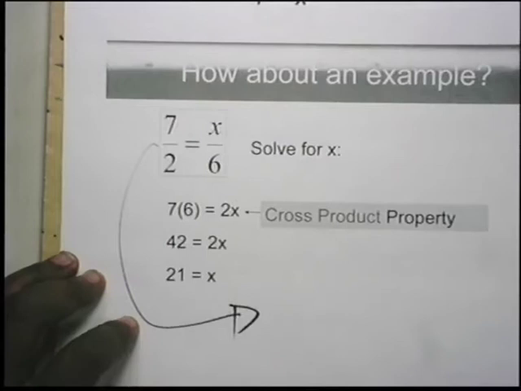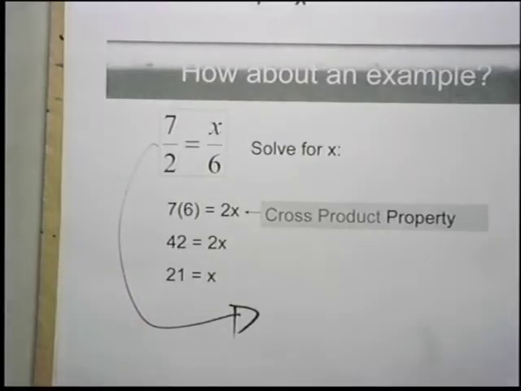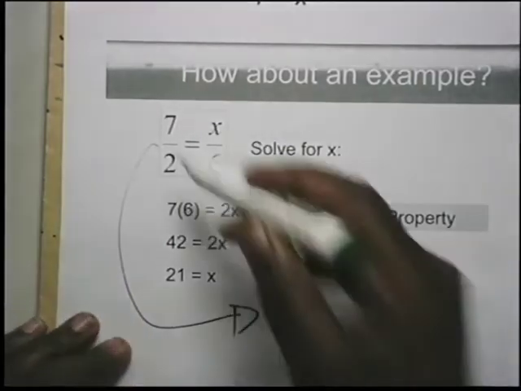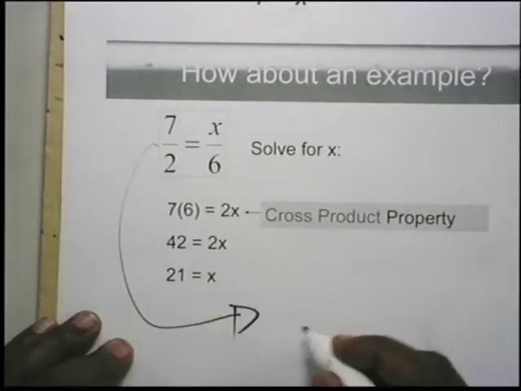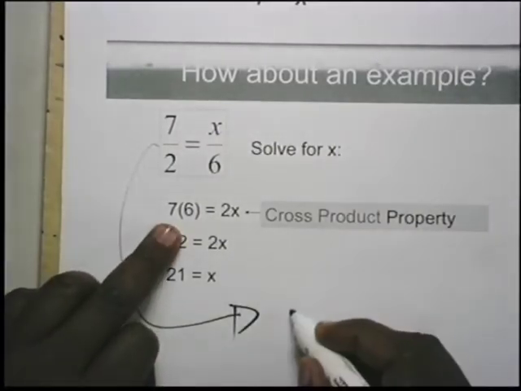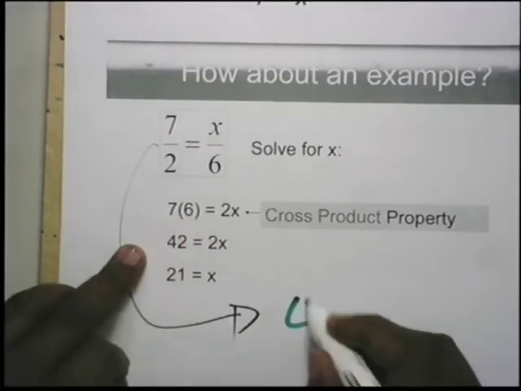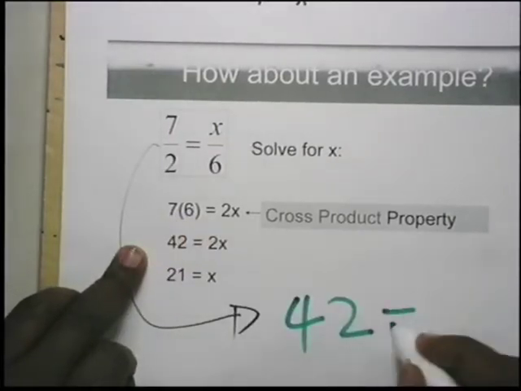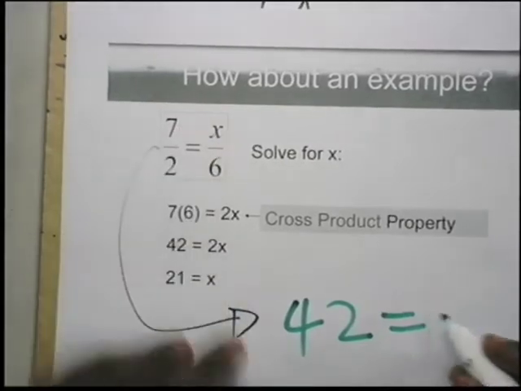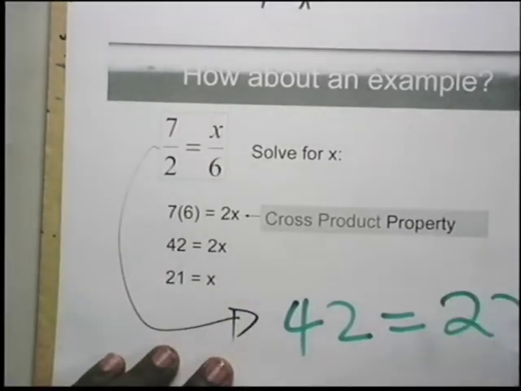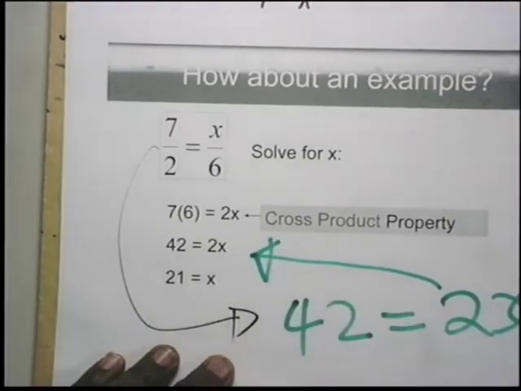If we do that, we are going to get 7 multiplied by 6. What do we get? 42, right? We get 42 there. Then 2 multiplied by x, we get 2x. This is how we arrived at this stage.